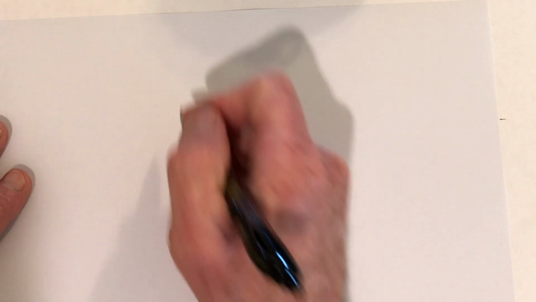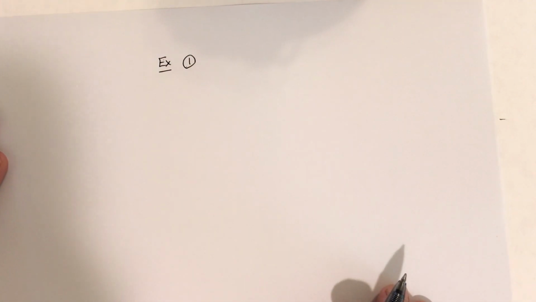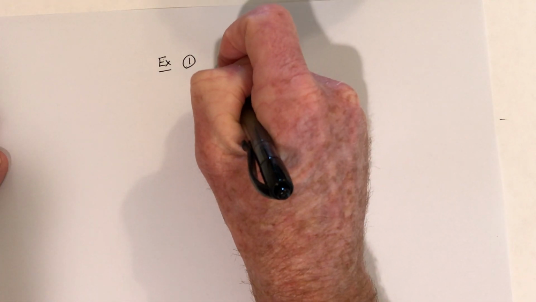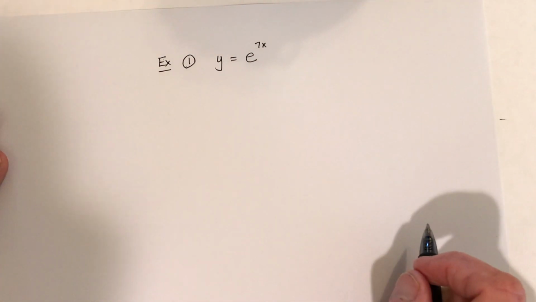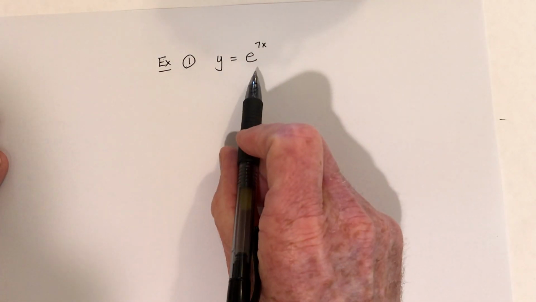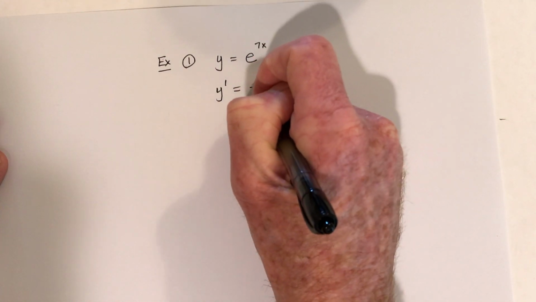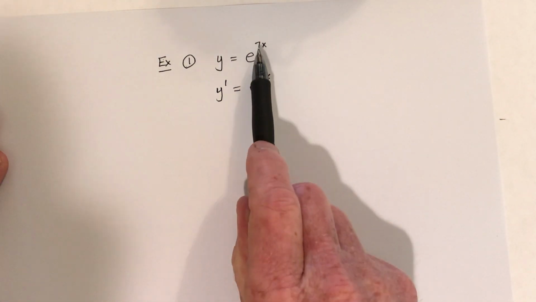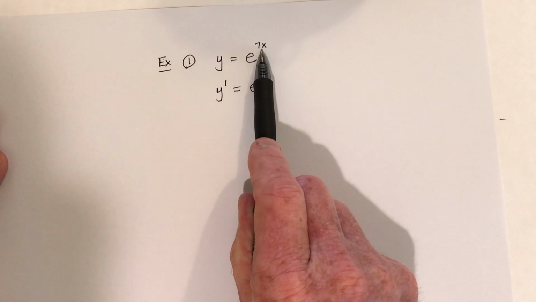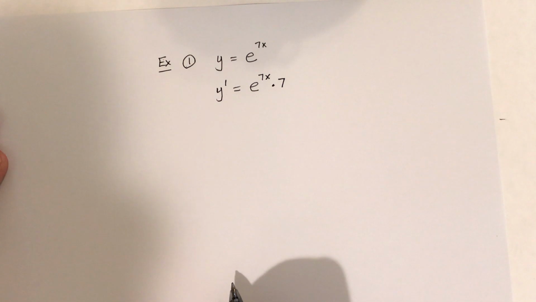And then for some more examples. I guess I really didn't number the last one, so I'll just call this example number 1. So if we start off y equals e to the 7x. When you take the derivative of the e function, the answer is exactly the same. So the derivative of the e function is the e function. And then take the derivative of 7x, and that is 7, and then multiply by 7. And we're done. That's the derivative.